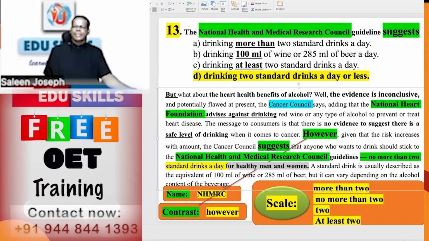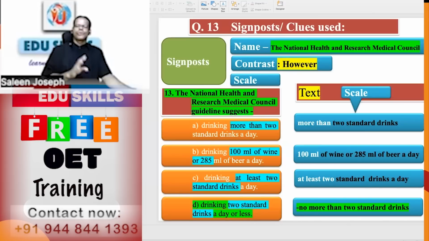However, "suggests", you see the same word in the question, it is here. Cancer Council suggests that anyone who wants to drink should stick to National Health and Medical Research Council guidelines, no more than 2 standard drinks. See in the name, NHMRC, National Health and Medical Research Council. Contrast word, however. Scale: more than 2, no more than 2, at least 2. Okay, that is the scale. So I'm just showing you how this strategy or structure helps you to understand. Not only this paragraph, a good deal of paragraphs will have the same strategy.